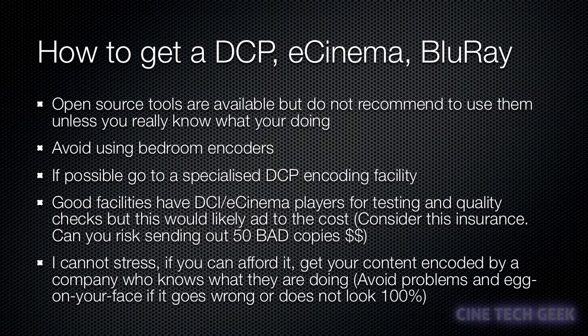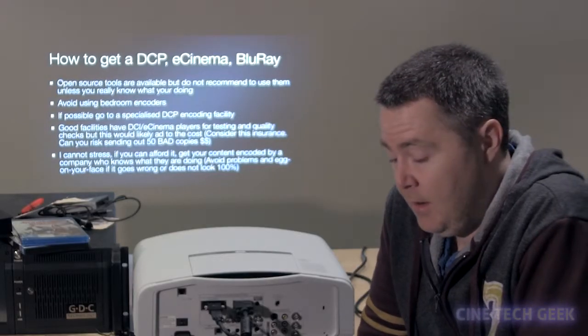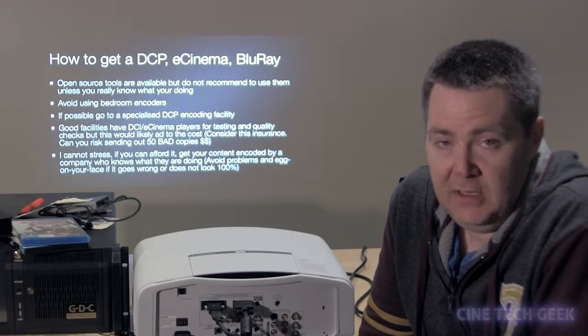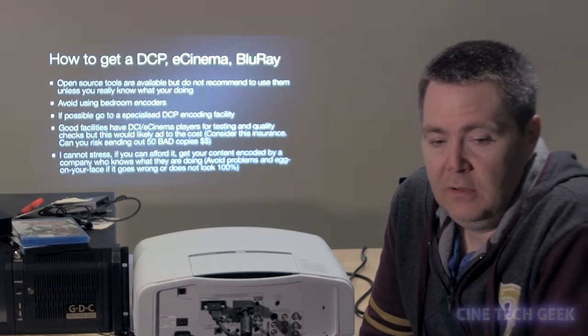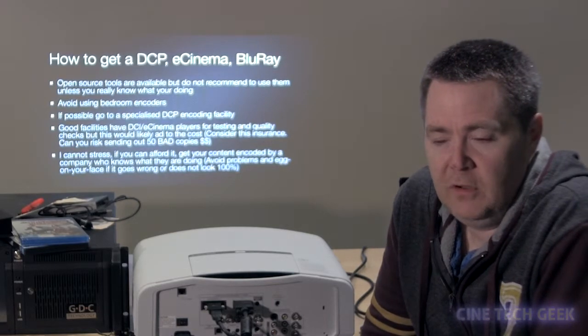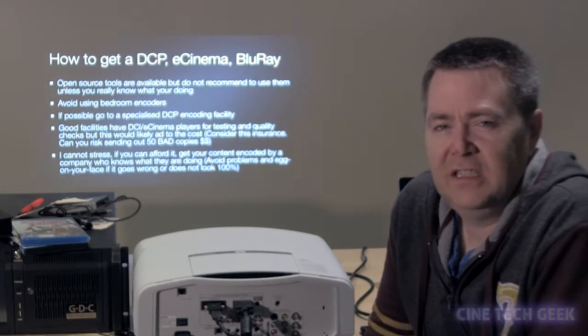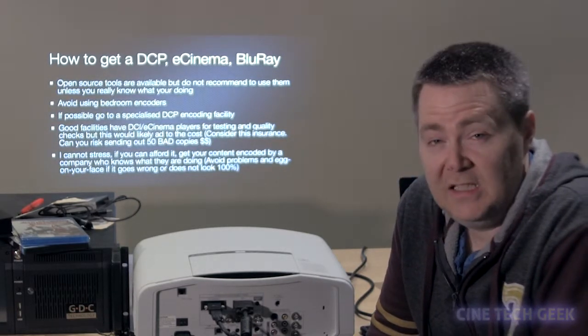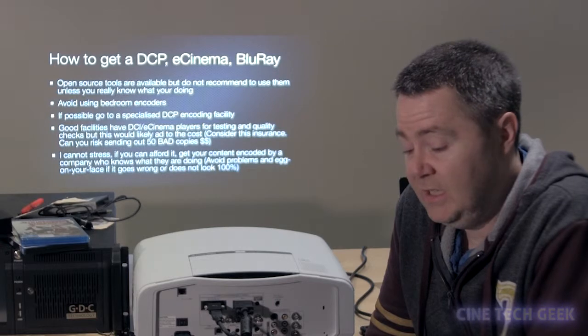How do you get to a DCP, e-cinema file, or Blu-ray? Well, there are open source tools to do a lot of that. I do not recommend you use them unless you really, really know what you're doing, and that's usually not the case. Avoid using bedroom encoders, which means someone who knows roughly what they're doing but is just doing it on the side and doesn't really have the facilities to do it properly. So I would say, if possible, go to a specialist DCP encoding facility.